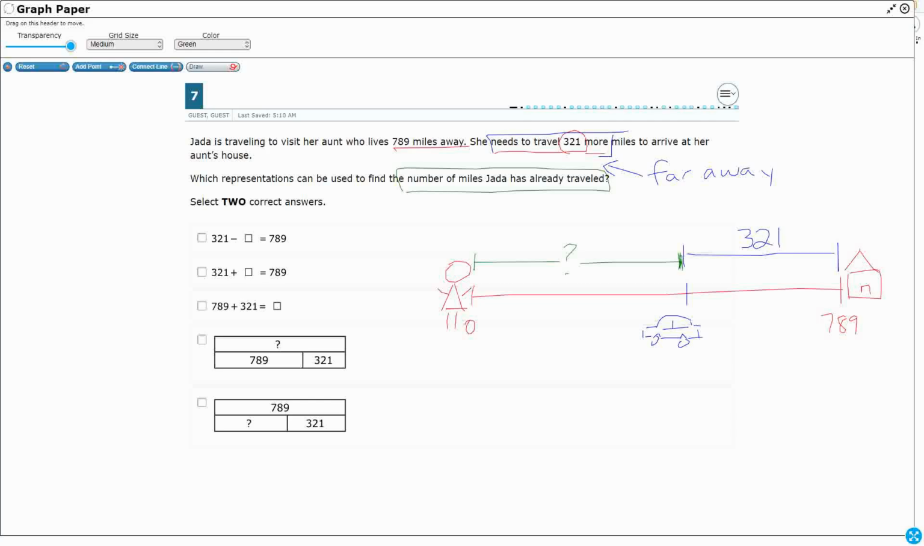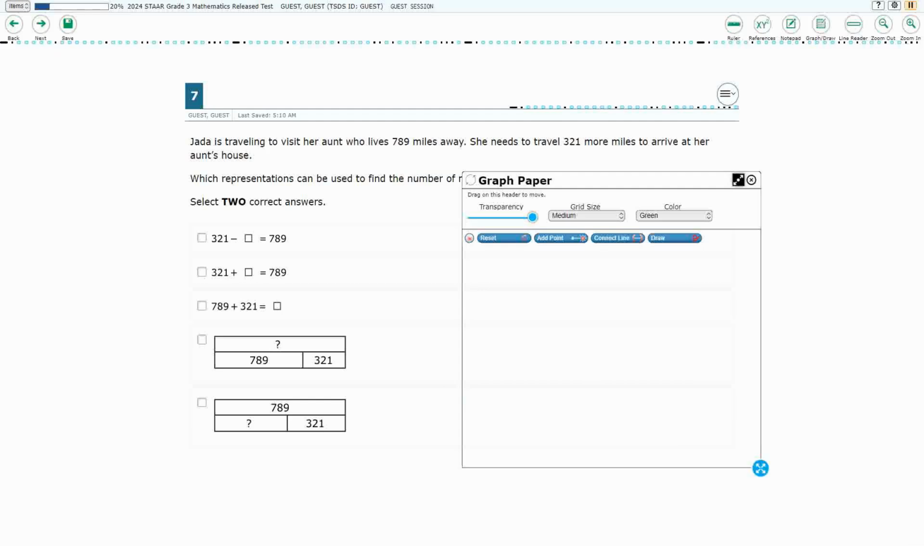Well, hopefully you see with that picture, we should be seeing a part whole, and I see two of them down there, right? Because what we should see is the whole is the 789. That's the whole distance to the aunt's house. And then she still needs to travel 321, so that could help us figure that out. And you notice my representation is a little bit different because there are different ways to draw part wholes, but really we're looking at this fifth option. Okay, so let's go ahead and mark that.